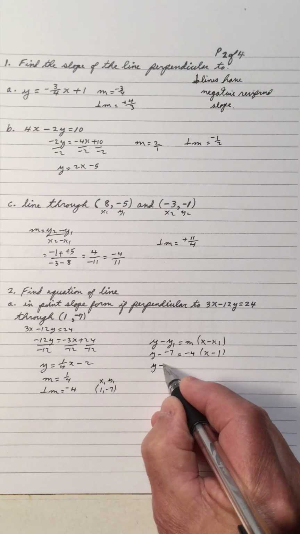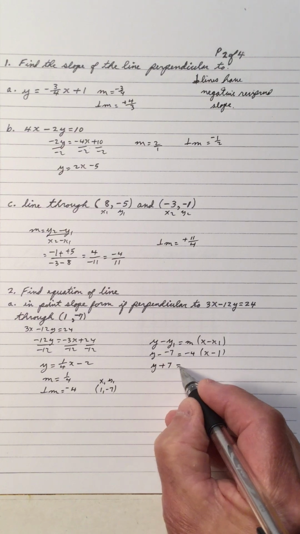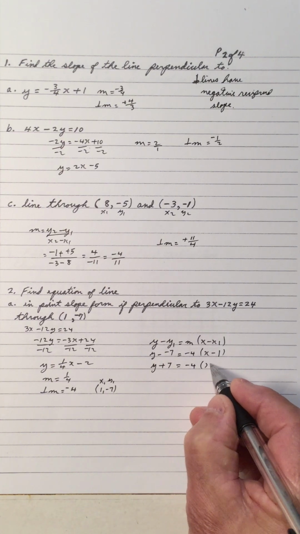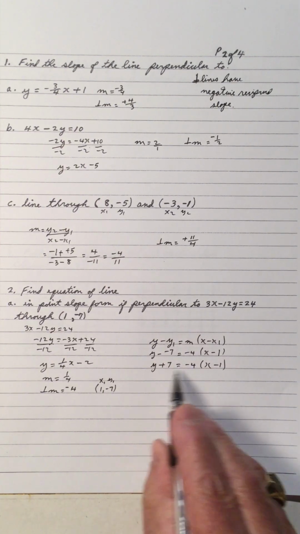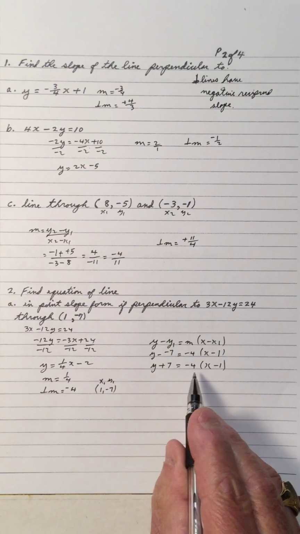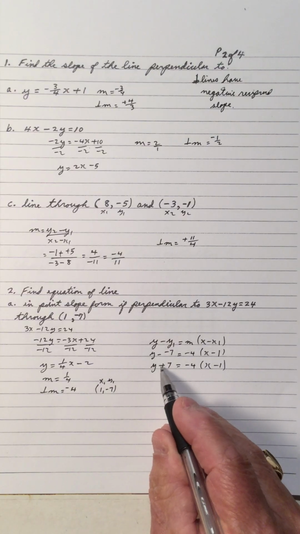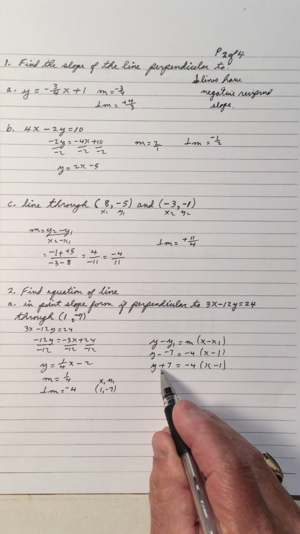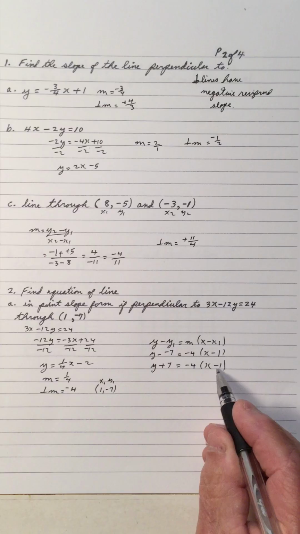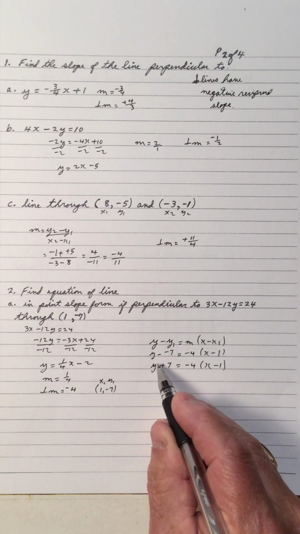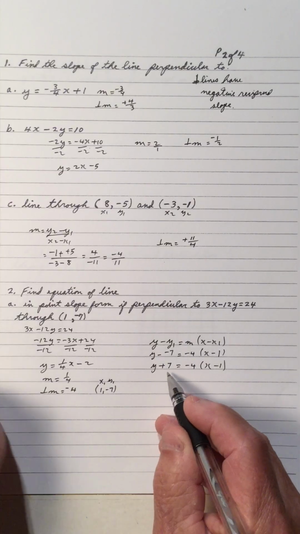So y plus, double negative is a positive. So this is the equation of the line in the point slope form. Again, notice these are opposites, so that's x minus 1, so the x coordinate is 1, and this is y plus 7, so the y coordinate is negative 7.